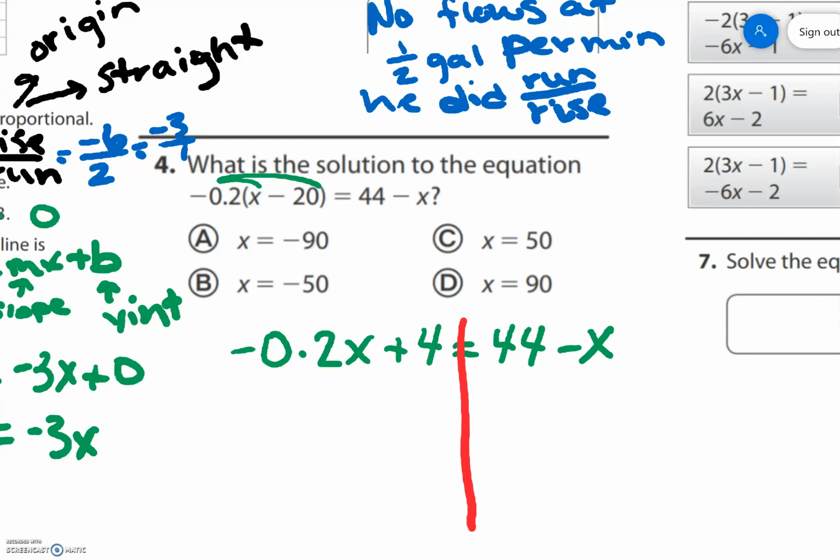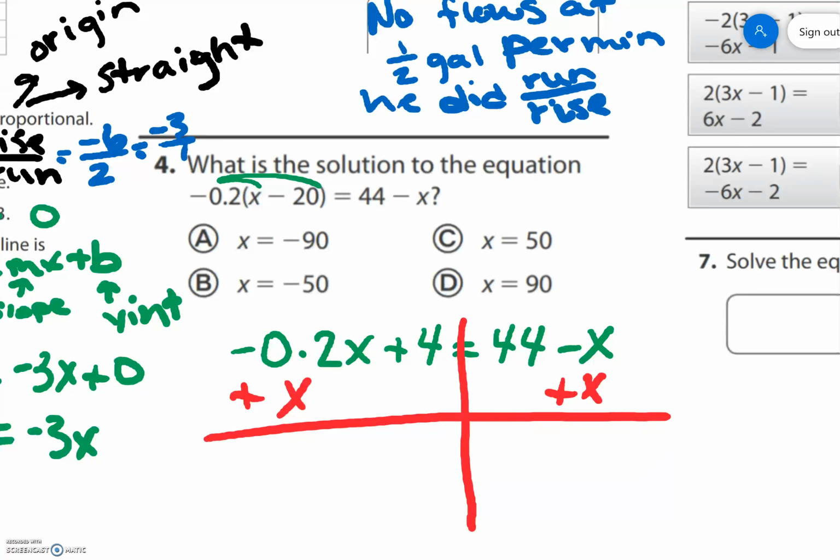Now I draw my t and I want to get the x's on one side. So I can either add 0.2x to both sides or add x to both sides. Whichever one you prefer, they both will give you the right answer. I'm choosing to add x because that will leave me with a positive number. 0.2x plus x gives me 0.8x. Bring down your 4 equals 44, and those x's already canceled out.